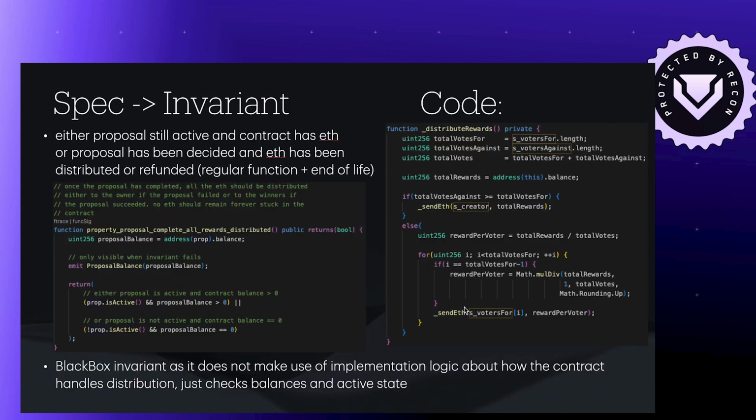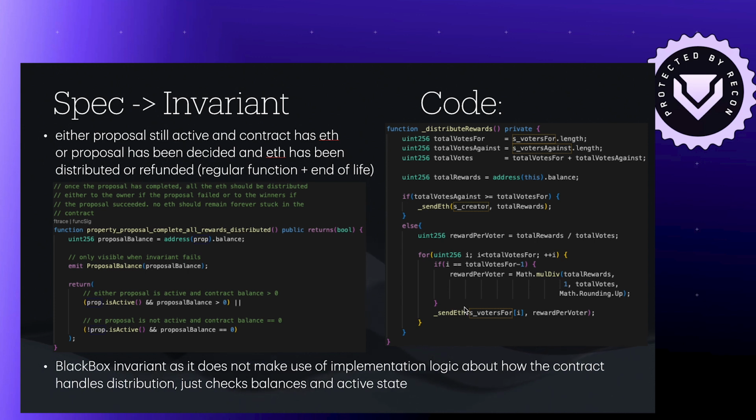So now we're going to see how we go from a specification to an invariant. Here we've got a contract and our spec is simple, right? We've got a proposal and the proposal can be in two states. Either the proposal is active and the contract has ETH, or the proposal has been decided and ETH has been distributed or refunded, right? So we've got two states. We're either active or finished, essentially. Regular function plus end of life.